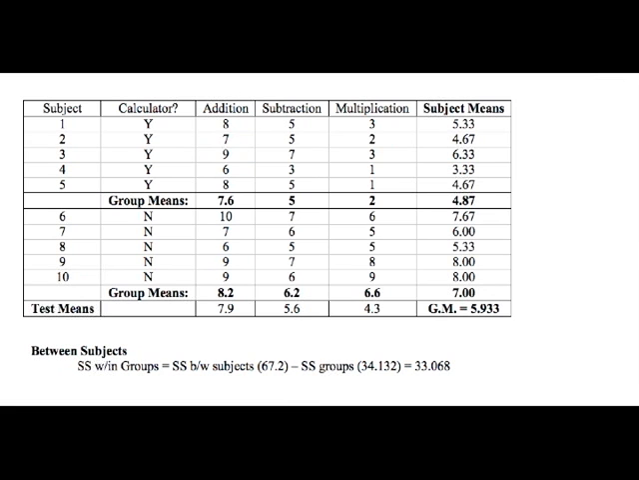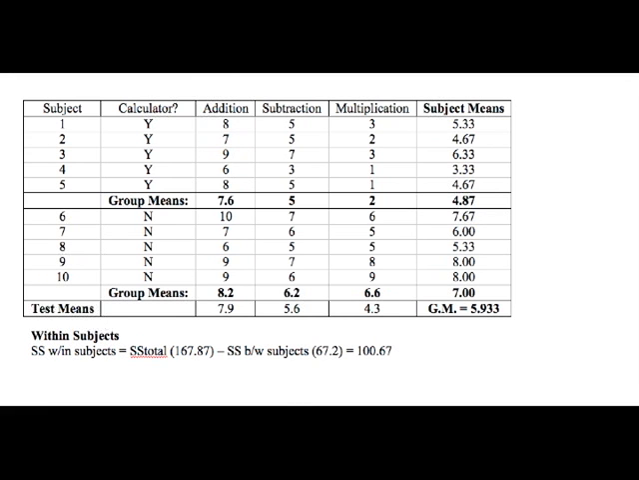So we work that out, and we get a between subjects sums of squares groups of 34.132. Okay, now for the error term for the between subjects group, the sums of squares within groups. To calculate that, all we do is take the sums of squares between subjects of 67.2 and subtract the sums of squares groups of 34.132 to get a sums of squares within groups for the between subjects of 33.068.